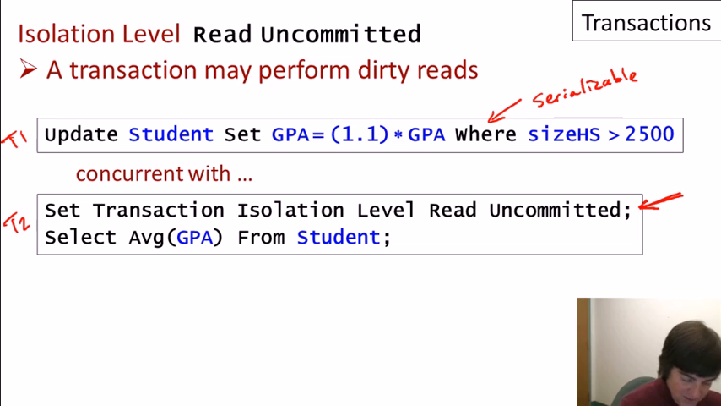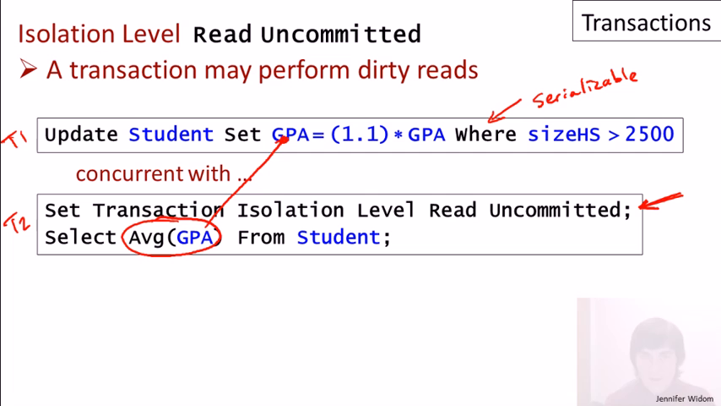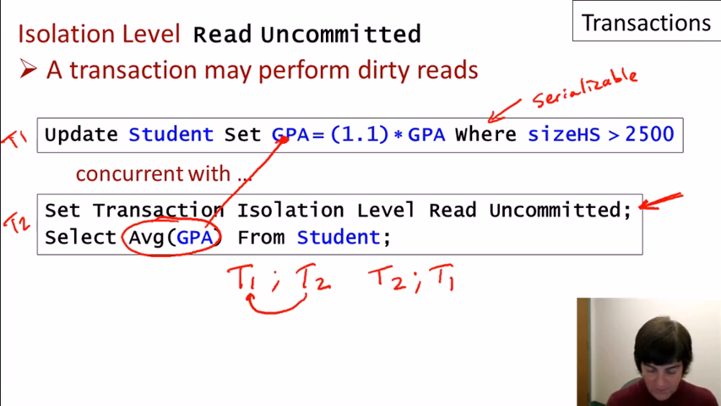Okay, so let's see what's going on here. Again, this is T1 and T2, and our first transaction is updating the GPAs, and now we've said in our second that it's okay for this average to read dirty values, in other words, to see uncommitted GPA modifications. In that case, as the average is computed, it could be computed right in the middle of the set of modifications being performed by T1. In that case, we certainly don't have serializable behavior. We don't have T1 followed by T2, since T2 is reading some values that are in the middle of T1, and similarly, we don't have T2 followed by T1.